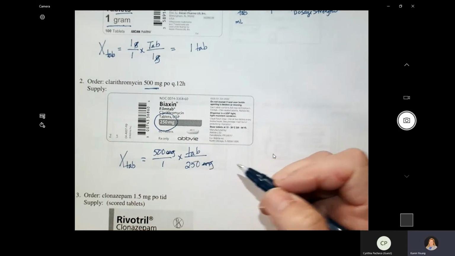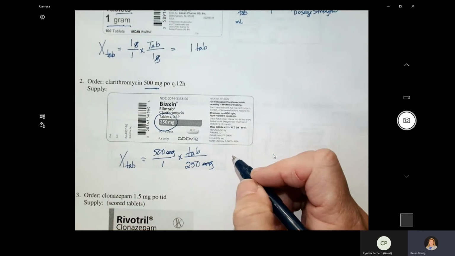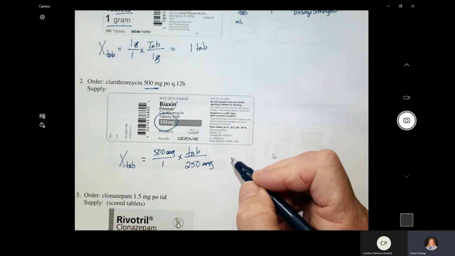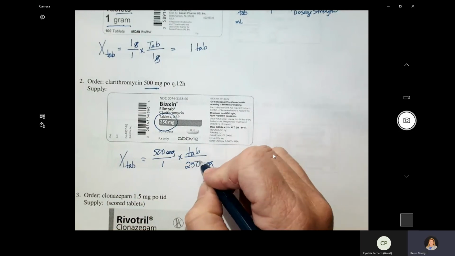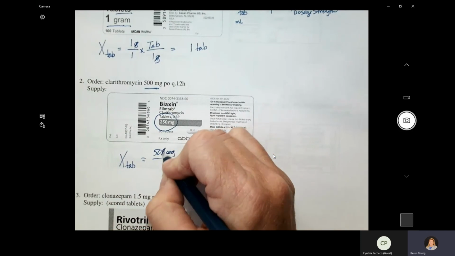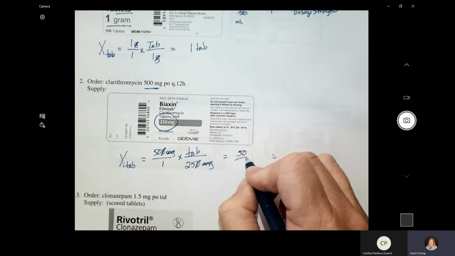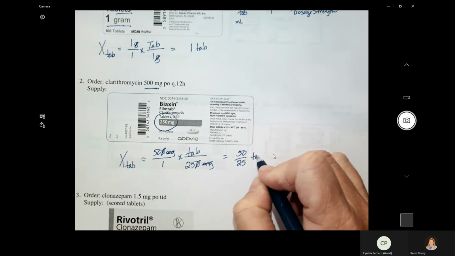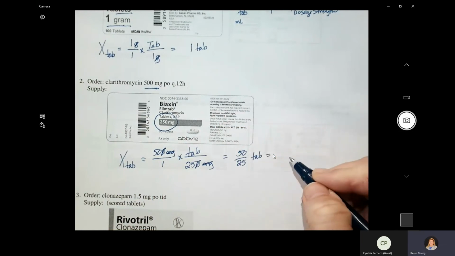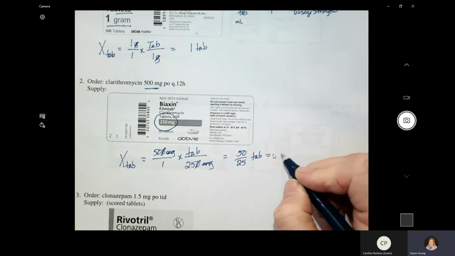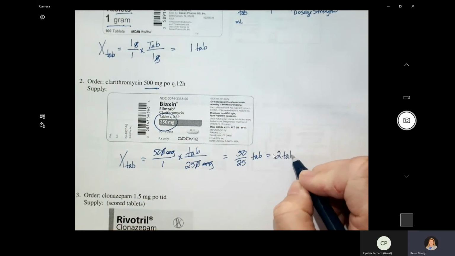One thing I want you to get in the habit of, because the fewer zeros you have to put in your computer or your calculator, the better you are. If you've got a zero on bottom and a zero on top, you cancel them. Then I'm looking at just 50 over 25 tablets. Well, 50 over 25 is easy to divide, right? It's just two. So I'm going to give two tablets.